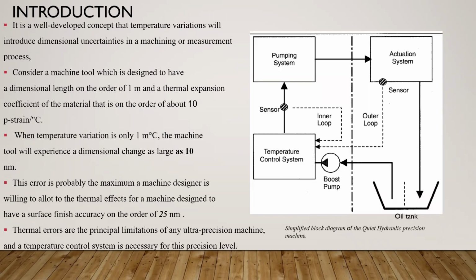So coming to the introduction, it is a well-developed concept that temperature variations will introduce dimensional uncertainties in the machining or a measurement process. We consider a machine tool which is designed to have a dimensional length on the order of 1 meter and a thermal expansion coefficient of a material on the order of about 10 pε/°C.